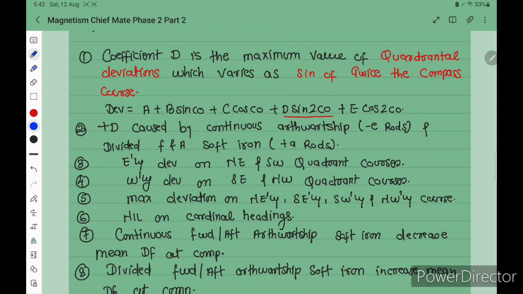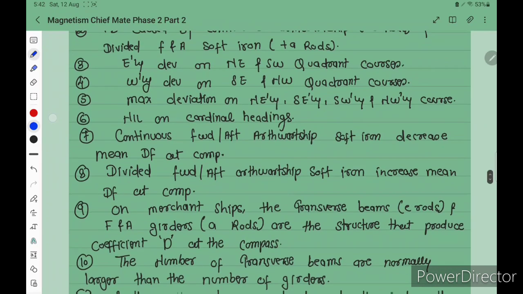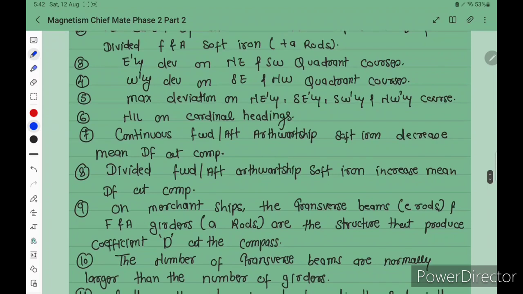Easterly deviation on northeasterly and southwesterly quadrant courses. Westerly deviation on southeasterly and northwesterly quadrant courses. Maximum deviation on northeasterly, southeasterly, southwesterly and northwesterly courses. Nil on the cardinal headings. Continuous forward and aft or athwartship soft iron decreases the mean directive force at the compass. Divided forward and aft or athwartship soft iron increases the mean directive force at the compass.